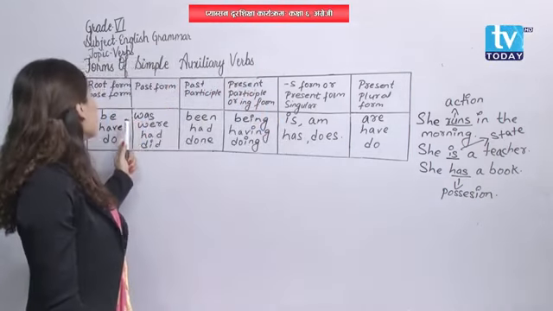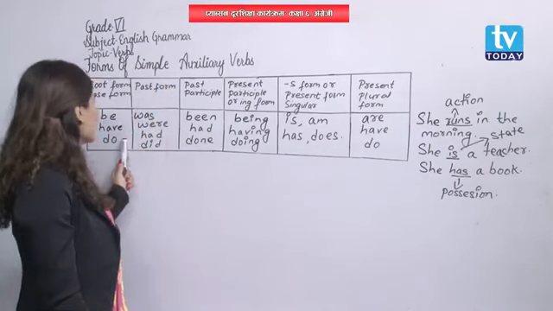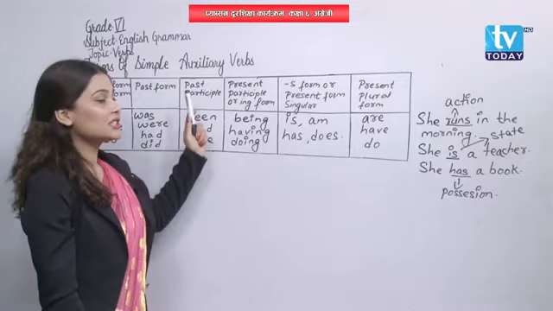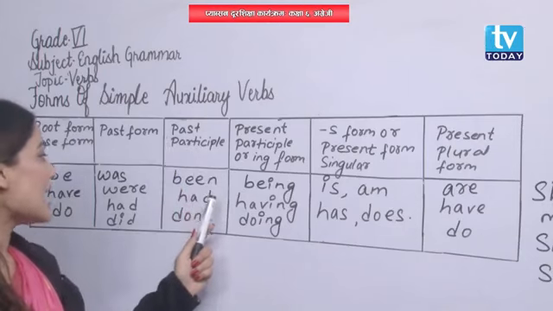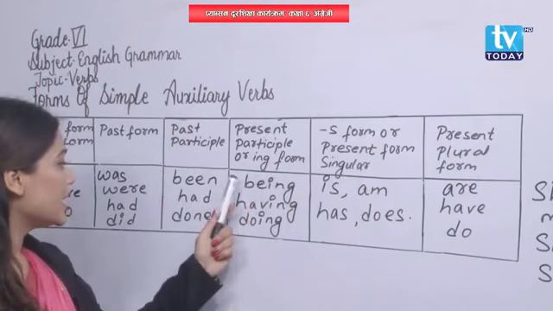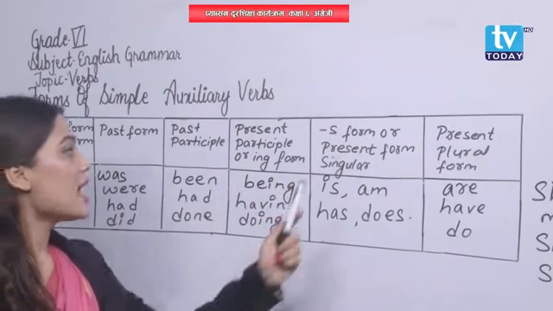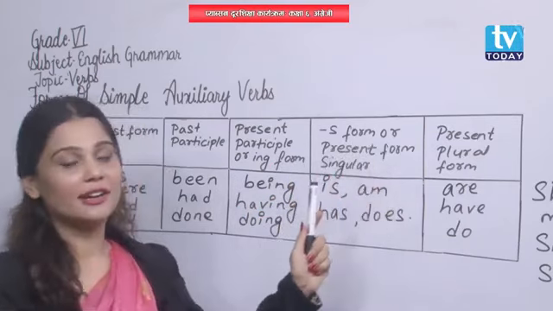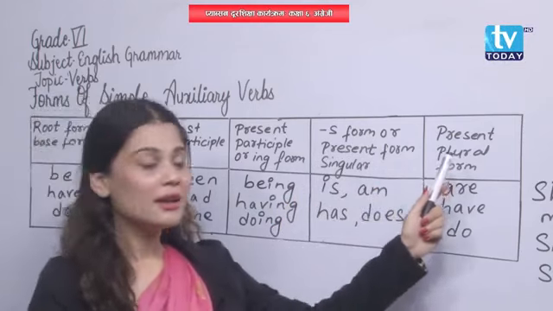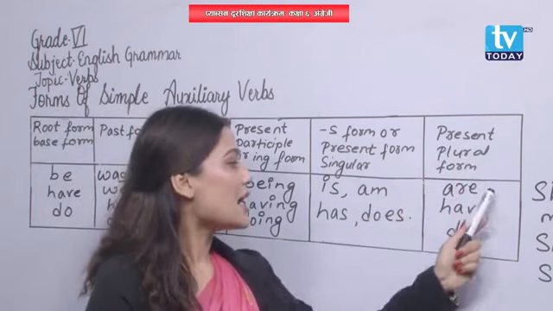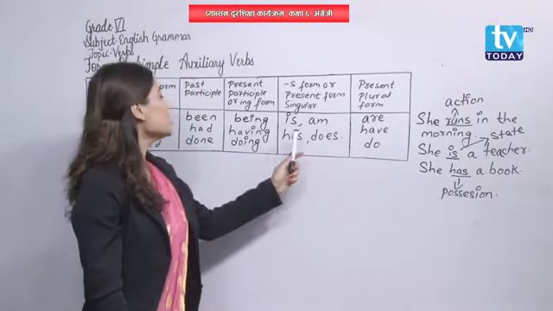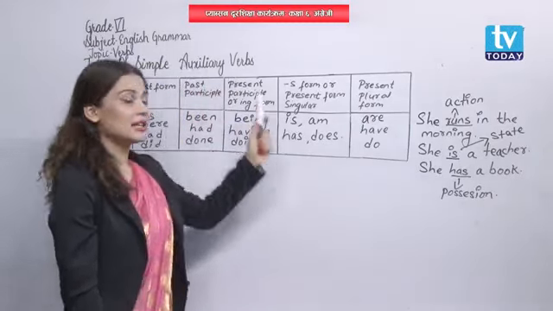Root form, base form: be, have, do. Past form: was, were, had, did. Past participle: been, had, done. Present participle or ing form: being, having, doing. S form or present form singular: is, am, has, does. And the last one, present plural form: are, have and do. Okay, my dear students, these are the verbs which are used as simple auxiliary verbs.